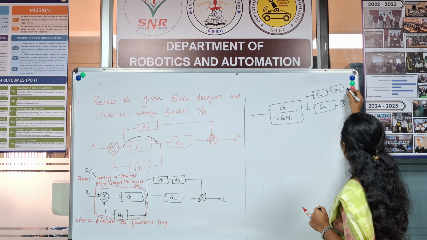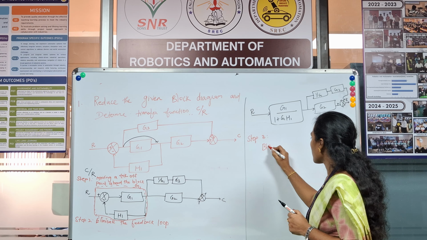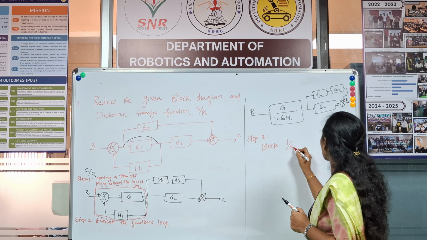So now the blocks 1 by G1 and G3 are in series and cascade, right? The blocks 1 by G1 and G3 are in cascade, which is nothing but both are in series. So you can club it into a single block. So how can you club? This block will be as such, which is nothing but G1 divided by 1 plus G1 into H1, right? And this G2 will be as such, and you have some summing point here, right?